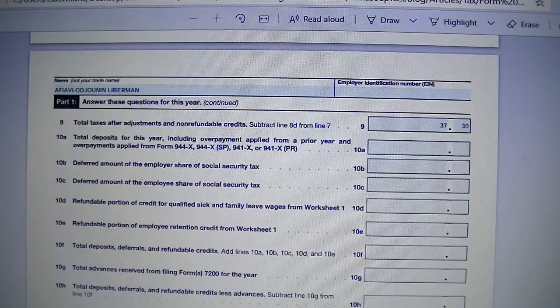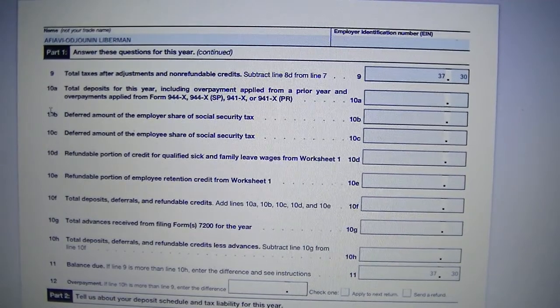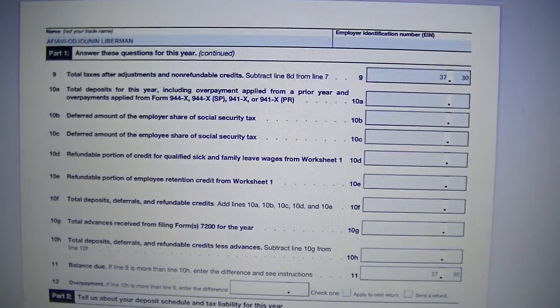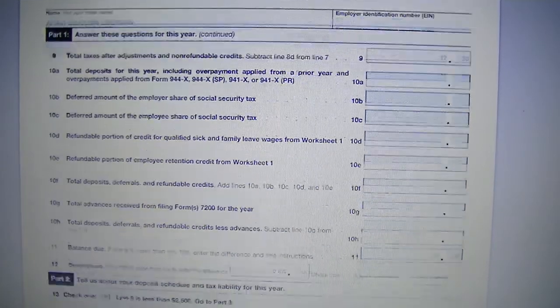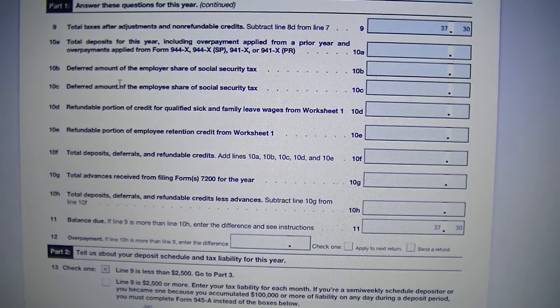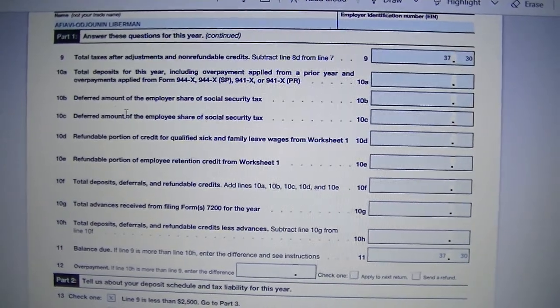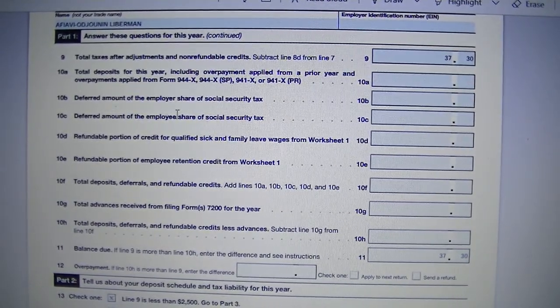So let's go back to our sheet. But if that section does not apply to your business, you don't spend a lot of time on it. You just move on. But if you have a deferred amount to address, it's good to read the instruction to make sure you accurately reflect the amount that you need to reflect here. So line D, refundable portion of credit for qualified sick and family leave wages from worksheets.